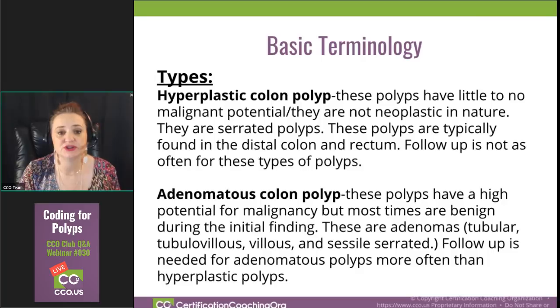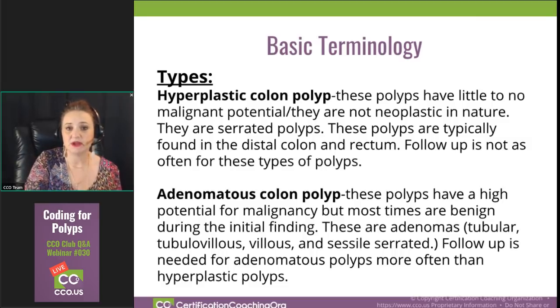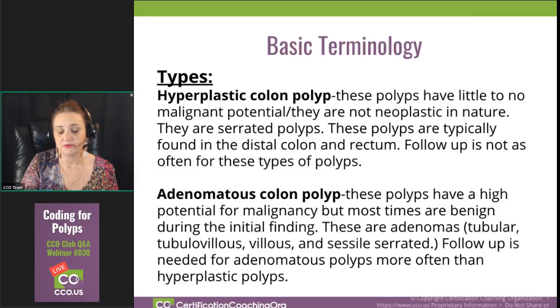They are considered serrated polyps, and they're typically found in the distal colon and rectum. Now, your verbiage, what does distal mean? Farther away from the middle. Okay, so that means you're not going to see them at the beginning of the colon, but the farthest end and towards the rectum is the most common place to see hyperplastic colon polyps.